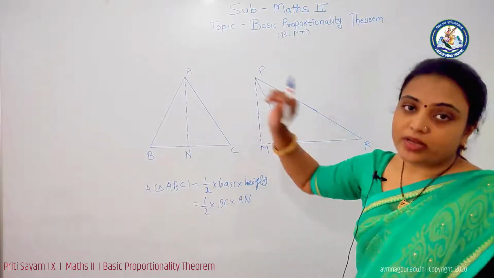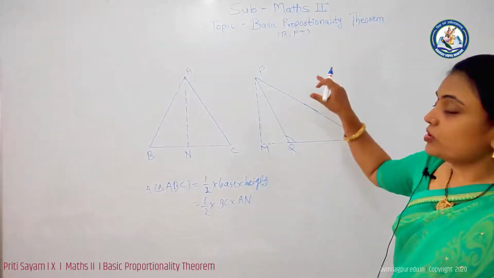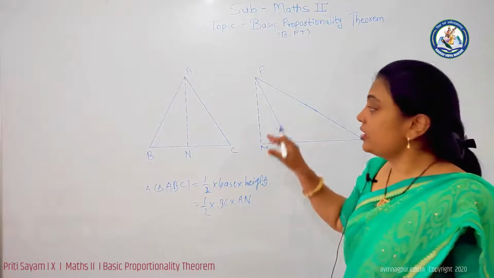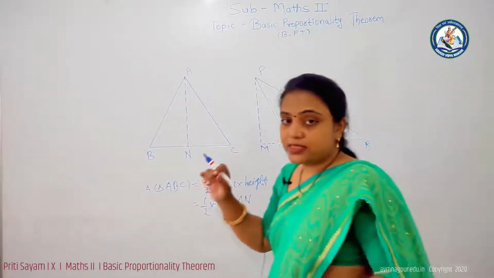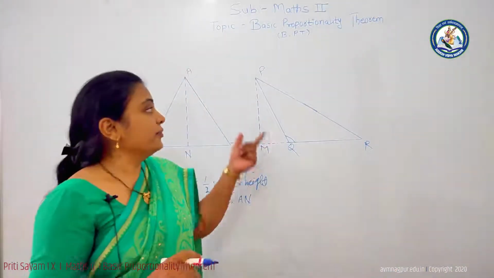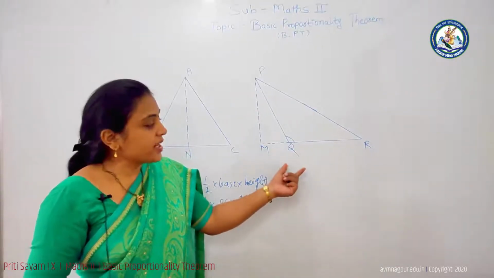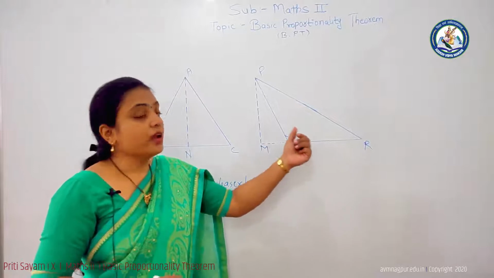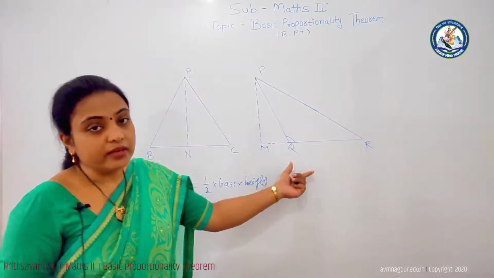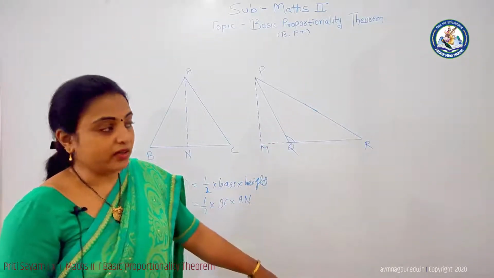This is an acute angle triangle. But what about an obtuse angle triangle? In an obtuse angle triangle, see this second triangle PQR, it is an obtuse angle triangle. In this triangle, base is QR. Now what about the height in an obtuse angle triangle?